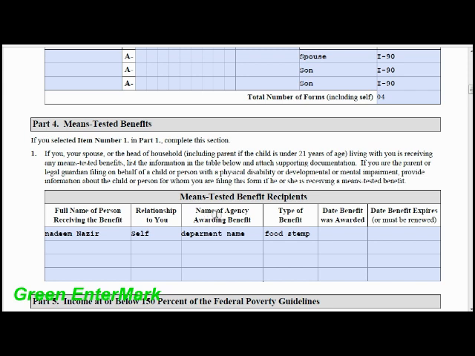Then the name of the agency and department, and the type of benefit, like food stamp or health, something like that, you mention it, and the date the benefit was awarded to you or the person, and the date the benefit expires. These dates are mentioned in the first letter when the department started the benefit. They issue a letter in the name of the beneficiary, the person who is getting the benefit, in which they mention the date the benefit was awarded and the expiry date of the benefit.